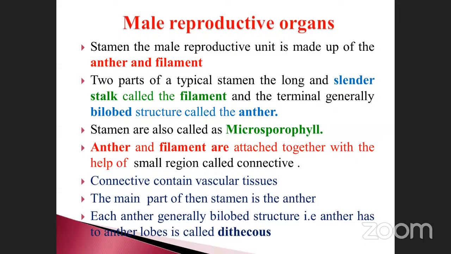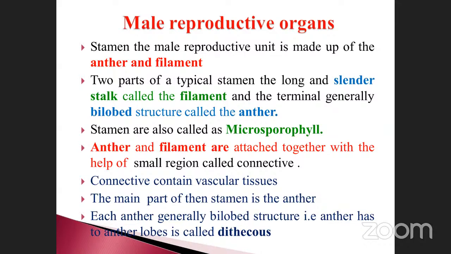Vascular tissues. Vascular means you know about xylem and phloem, because it is in the stamens also. The anther and filament also. It may conduct the water as well as the food material from the flower into the anther and filament. The main part of the stamen is the anther.